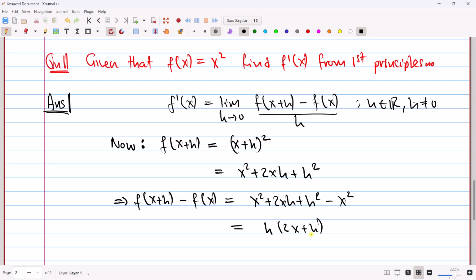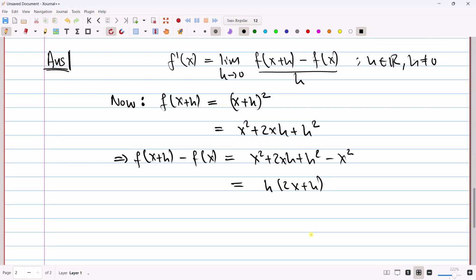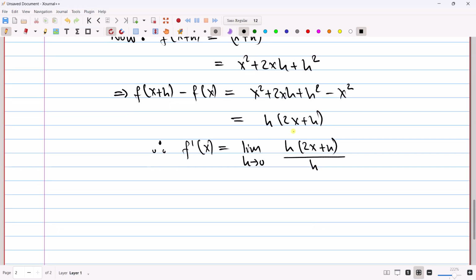Then we can put this into the definition. If we take this and plug it into the definition, what do we have? Therefore we can see now that f prime of x is just the limit as h approaches 0 of f of x plus h minus f of x, which is that over h. Then from here, these two cancel, and what remains is just the limit as h approaches 0 of 2x plus h.